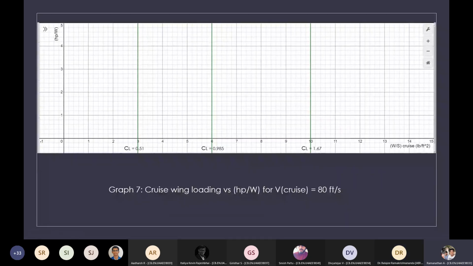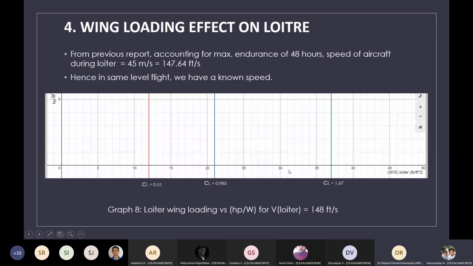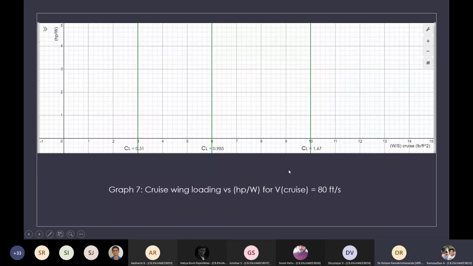First I varied V cruise. Now I have varied CL cruise. So for that condition, I have taken V cruise to be 80 feet per second, which I have referred with Solar Impulse.